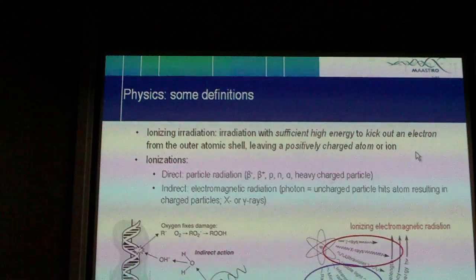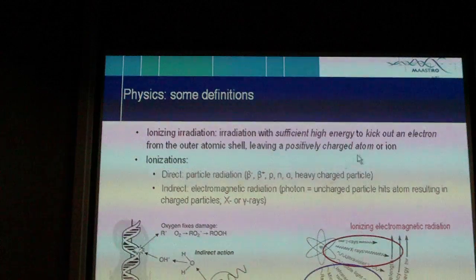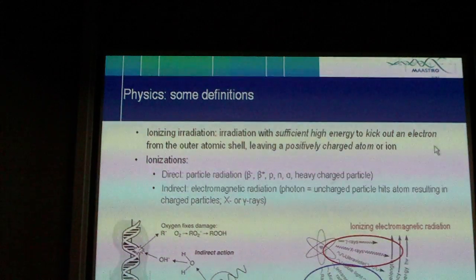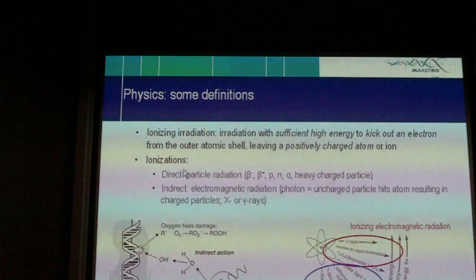or releases a positively charged atom, which is also called an ion. So that's the reason why it's called ionizing irradiation. And it also kicks out an electron. So you will see some examples in a moment. So these ionizations, this can be direct.